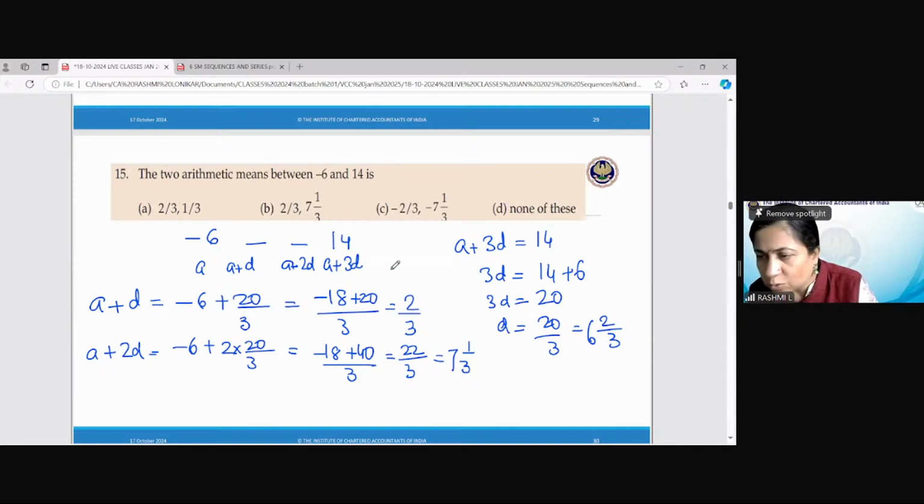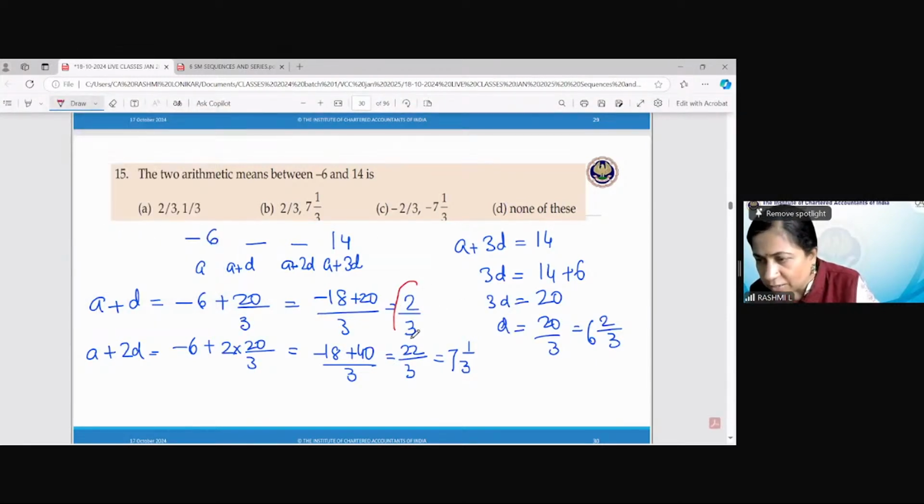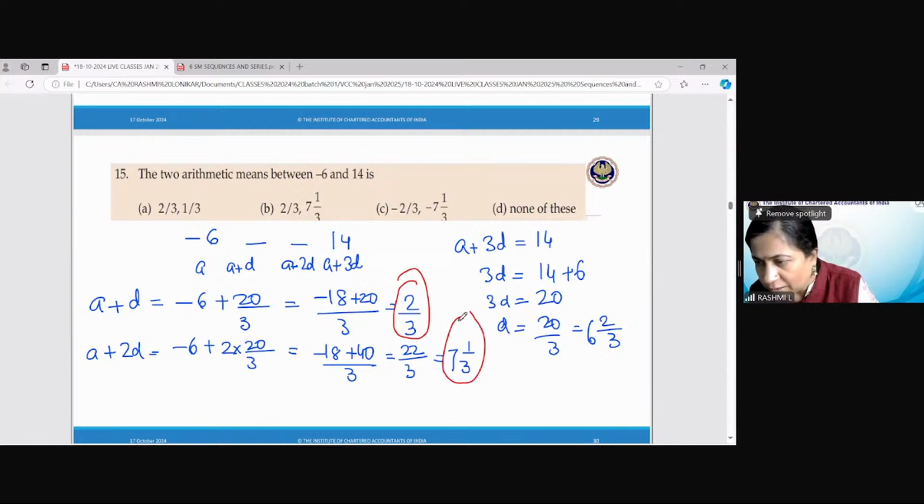So what are the two arithmetic means that we can insert? They are 2/3 and 7 1/3. So B will be the answer. See, again here they have given us a minus sign to confuse us, so you have to be careful there.